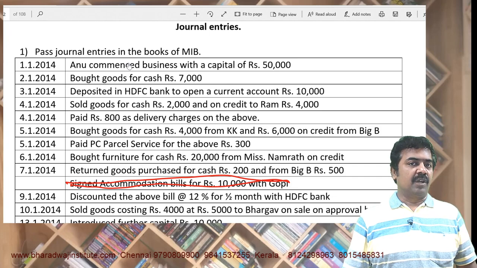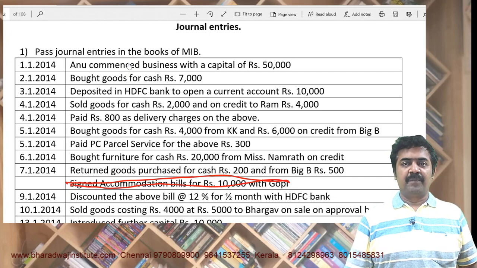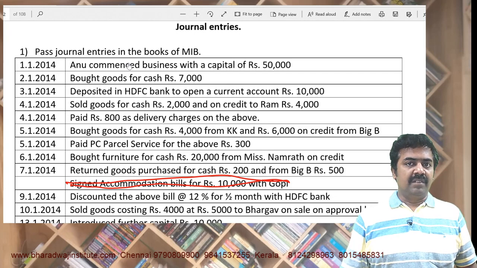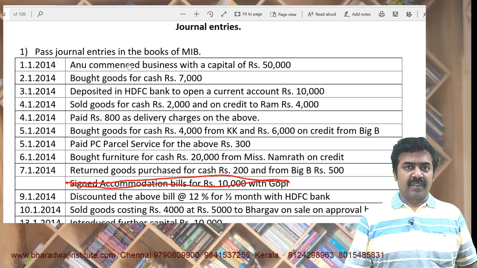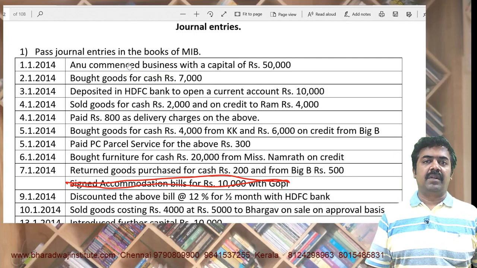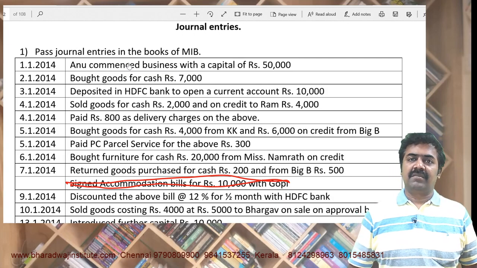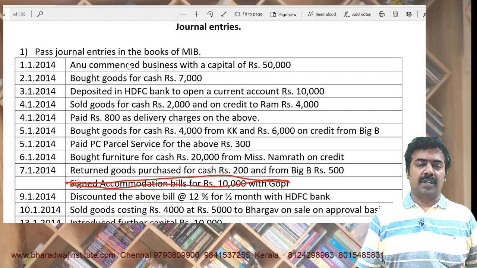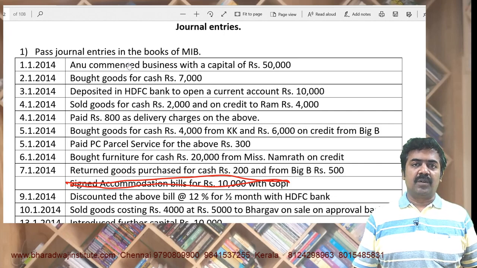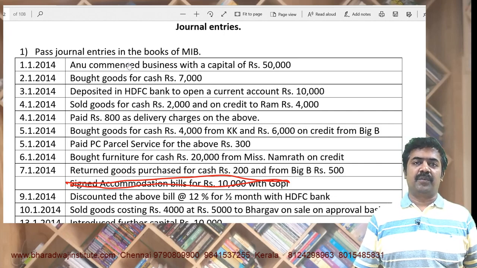For example, we are going to learn in future about departmental accounts, about branch accounts, or it can be even a single entry system, or it can be consignment or joint venture or bills of exchange. Every chapter, without the knowledge of journal entry, if you are not strong in the fundamental journal entry, then it is very difficult for you to understand those chapters. Many students focus on only important topics for examination point of view.